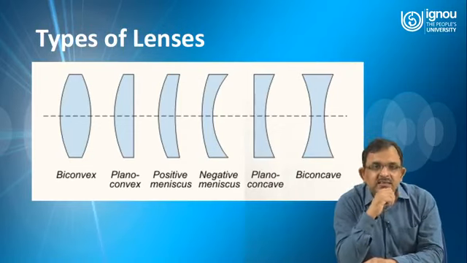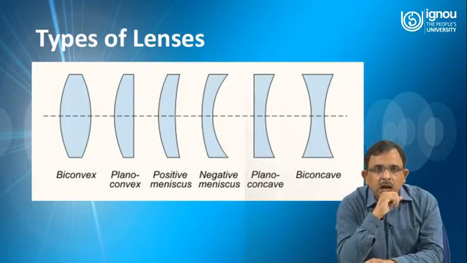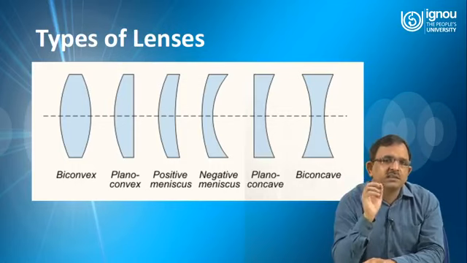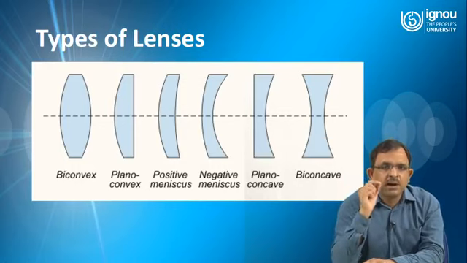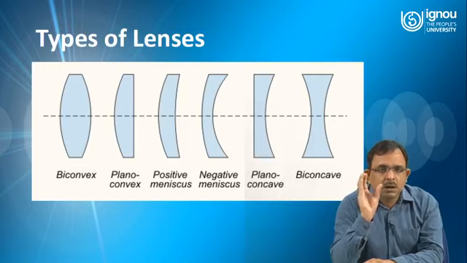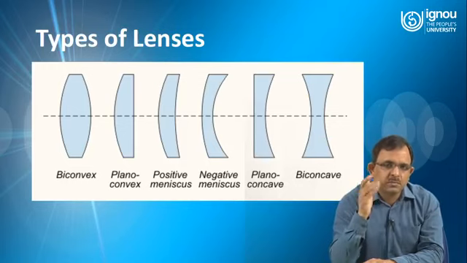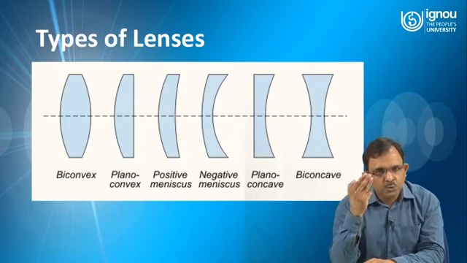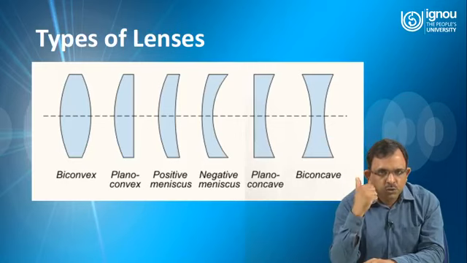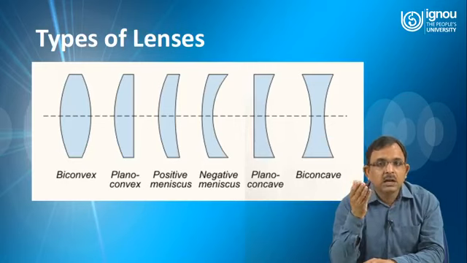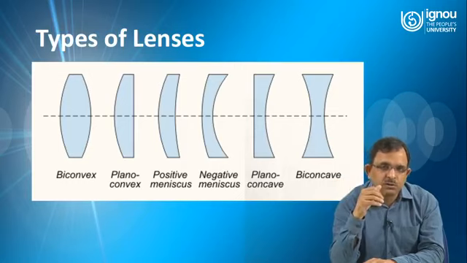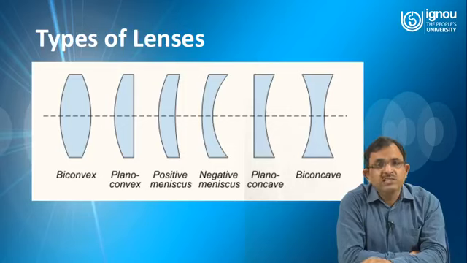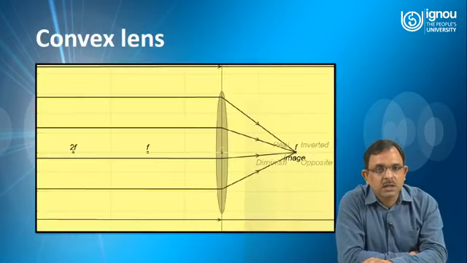How can you explain the concept of lenses here? Students at elementary level have already understood what lenses are and what the types of lenses are. Generally they have studied 6 types of lenses. Biconvex, the lens which is bubbled up on both sides. Plano-convex means one side plane, one side convex. Positive meniscus means one side convex, one side a little bit concave. Similarly, biconcave, plano-concave, and negative meniscus. So there are 6 types of lenses which are used for different purposes.